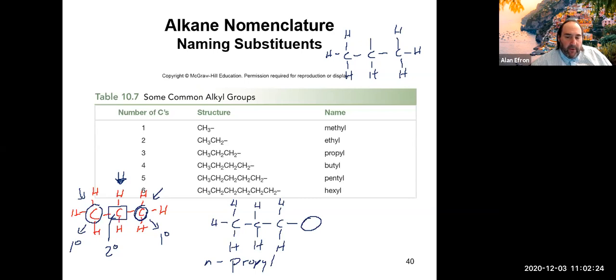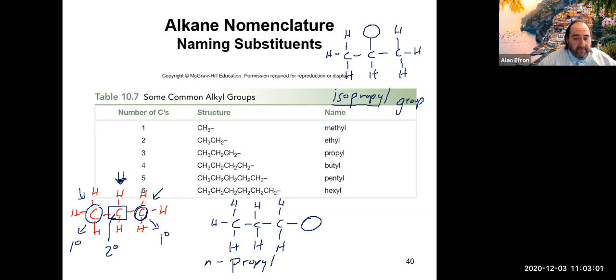Where the connection point for this group would actually be on the secondary carbon. This actually has a different name. So this is what is known as the isopropyl group. Even though they are the same group, they have the same three carbons and seven hydrogens, because of where the connectivity point is in this particular case, it actually gives us a different name for this group. This is sort of a historical name known as isopropyl.